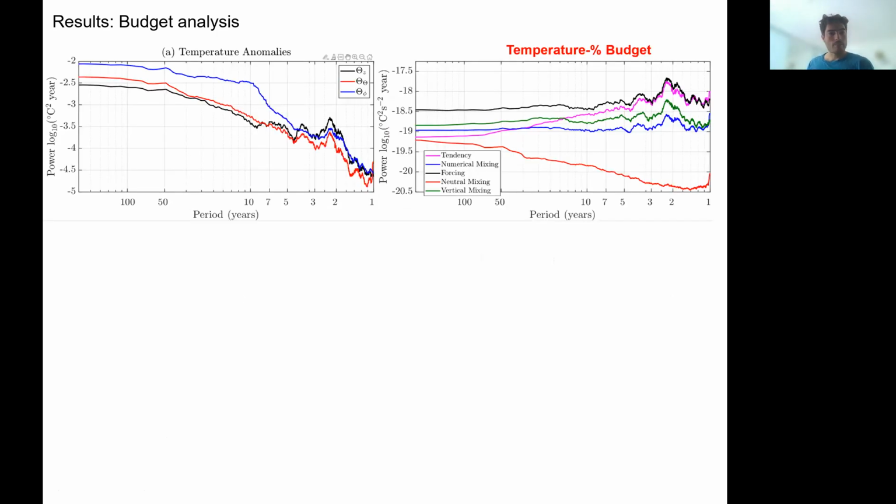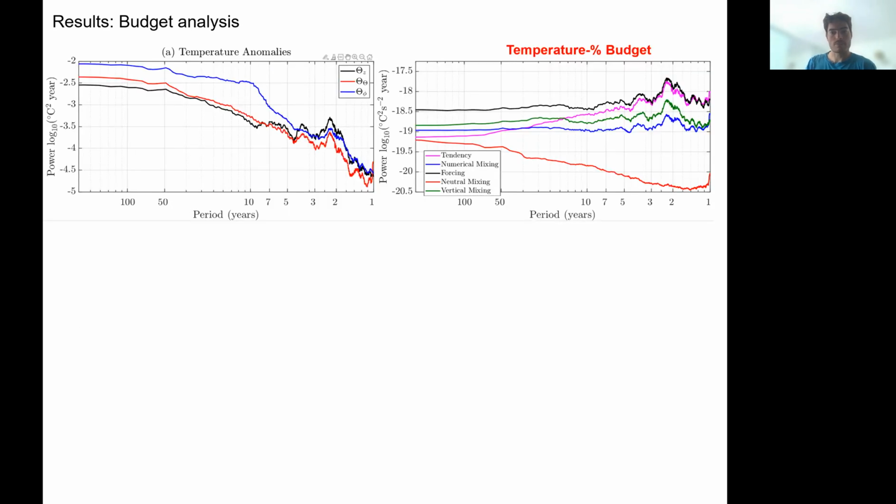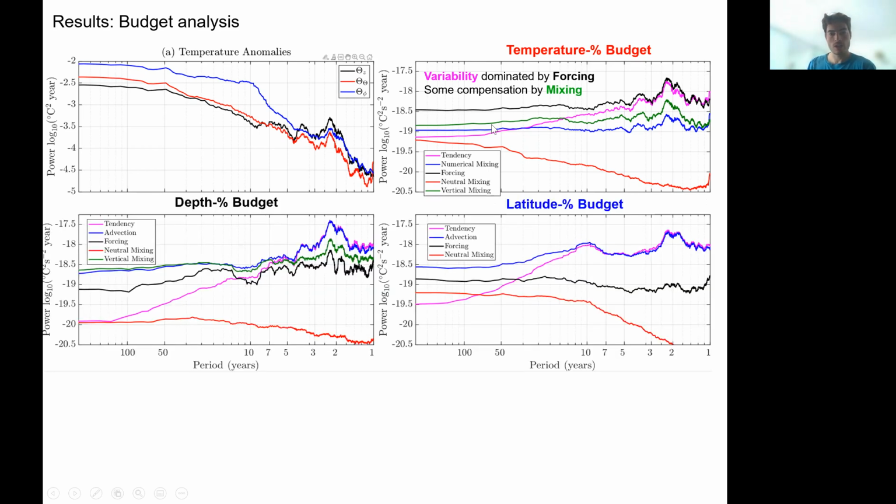Okay, so finally, we also looked at the budgets here. Looking at the temperature budget, I won't look at this in much detail, but I just wanted to point out that in the temperature coordinates, the tendency, which is the variability, the magenta line here, is really dominated by surface forcing. There is some compensation by mixing at lower frequencies. Whereas in depth and latitude, the variability is dominated by adiabatic advection, particularly at interannual frequencies. Mixing does play a bit of a role at lower frequencies in depth.